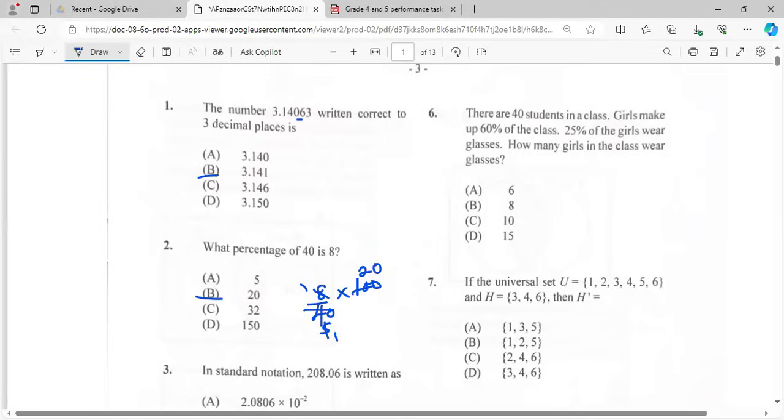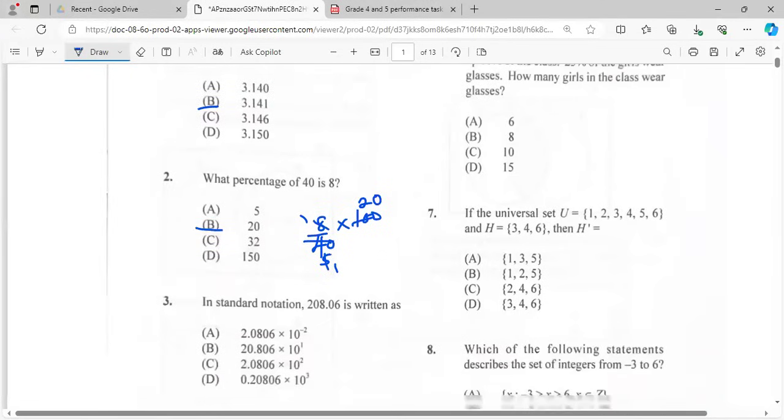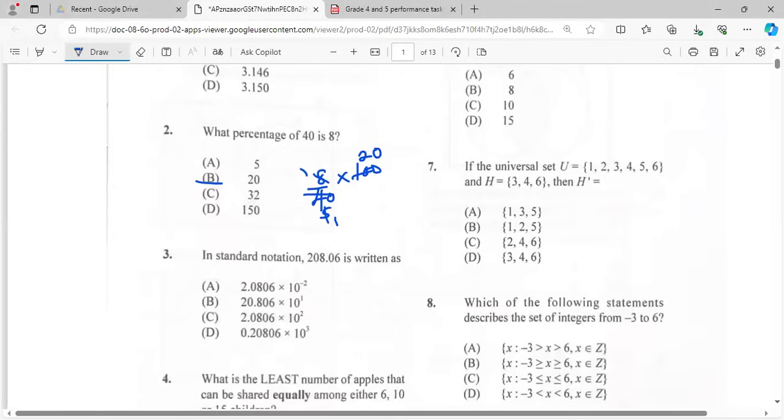All right, next one. In standard notation, 208.06 is written as? So we are doing standard form, right? We are just going to move the decimal point and carry it right here. So it will be 1, 2. So we move 2 places. So it will be 2.0806 times 10 to the number of places we move, which is 2. So that would be B.